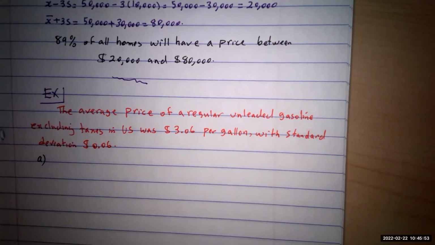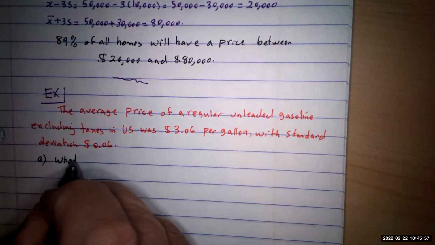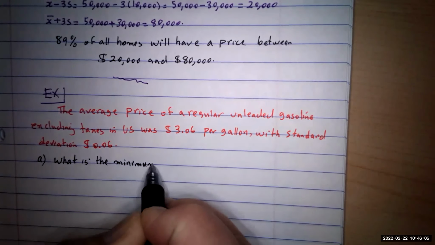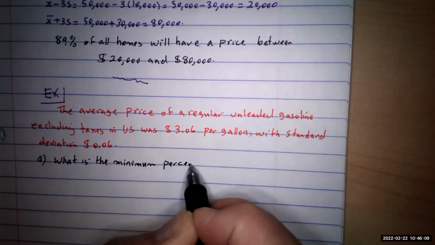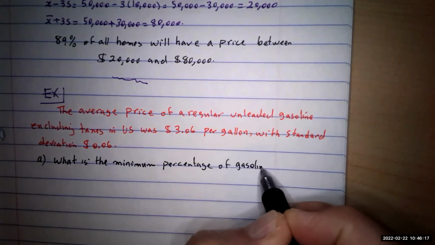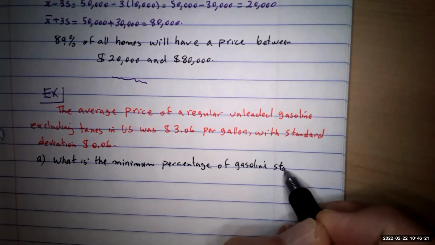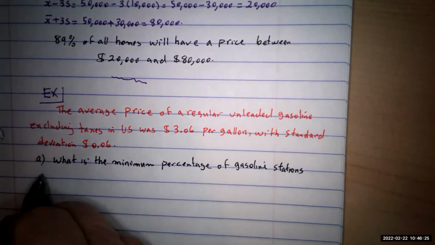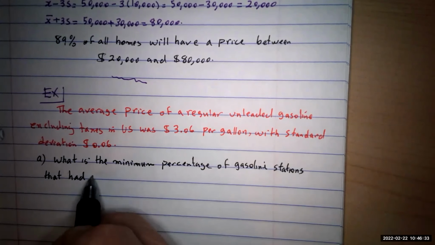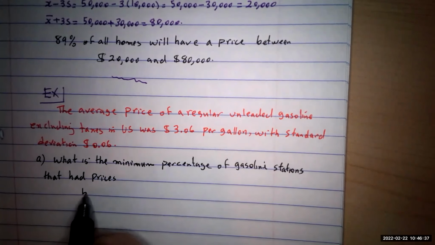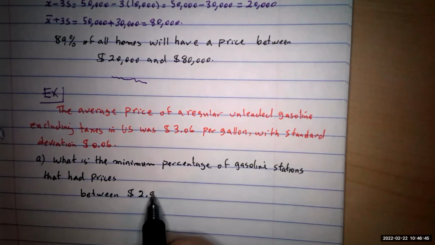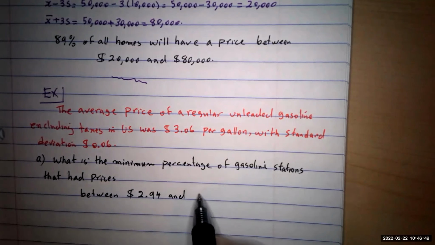So what's the question? Part one: we want to know what is the minimum percentage of gasoline stations that had prices between $2.94 and $3.18.